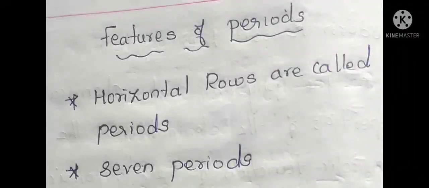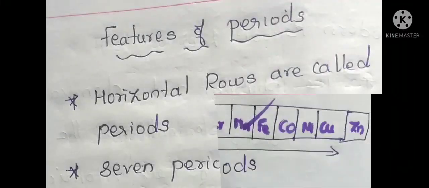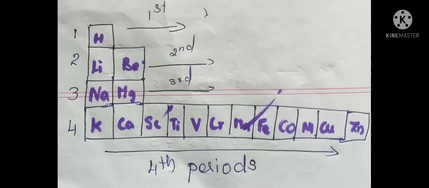Horizontal rows are called periods. The other name for row is what, ma? Periods. Horizontal rows means just you see from left to right. Okay, left to right. Hydrogen to helium, lithium to neon, sodium to argon, potassium to krypton.